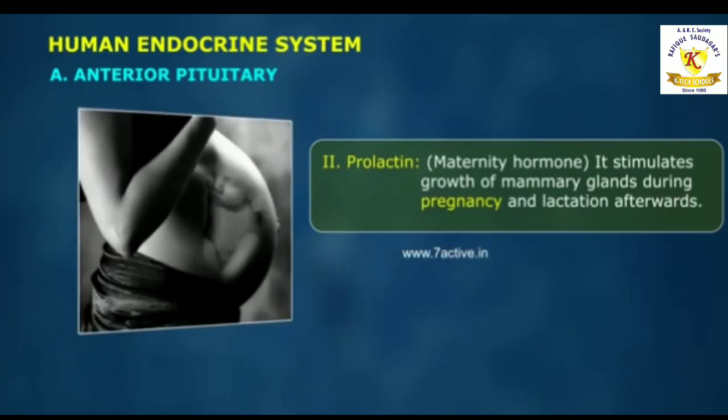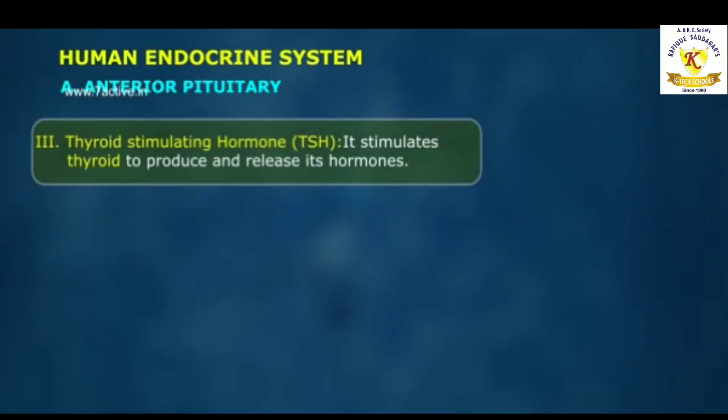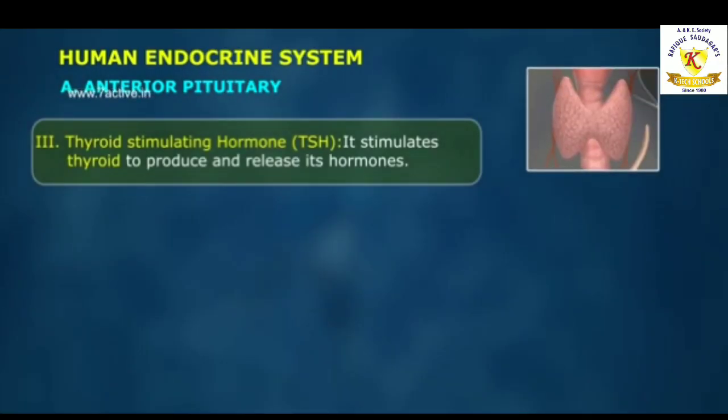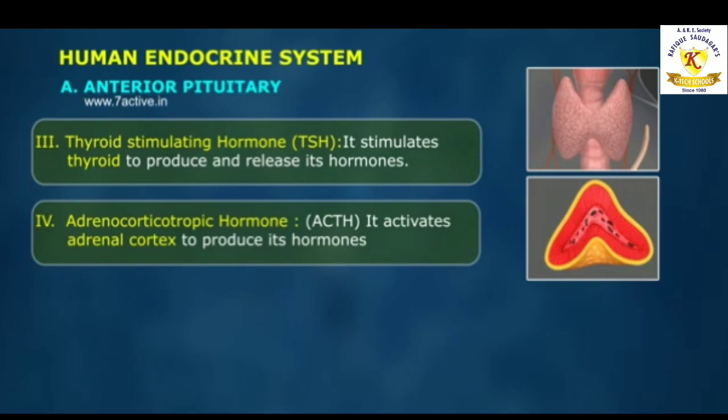Second is prolactin, the maternity hormone. It stimulates the growth of mammary gland during pregnancy and lactation afterwards. The next one is anterior pituitary. The third one, thyroid stimulating hormone. It stimulates thyroid to produce and release its hormones. Fourth one is adrenocorticotropic hormone. It activates adrenal cortex to produce its hormones.